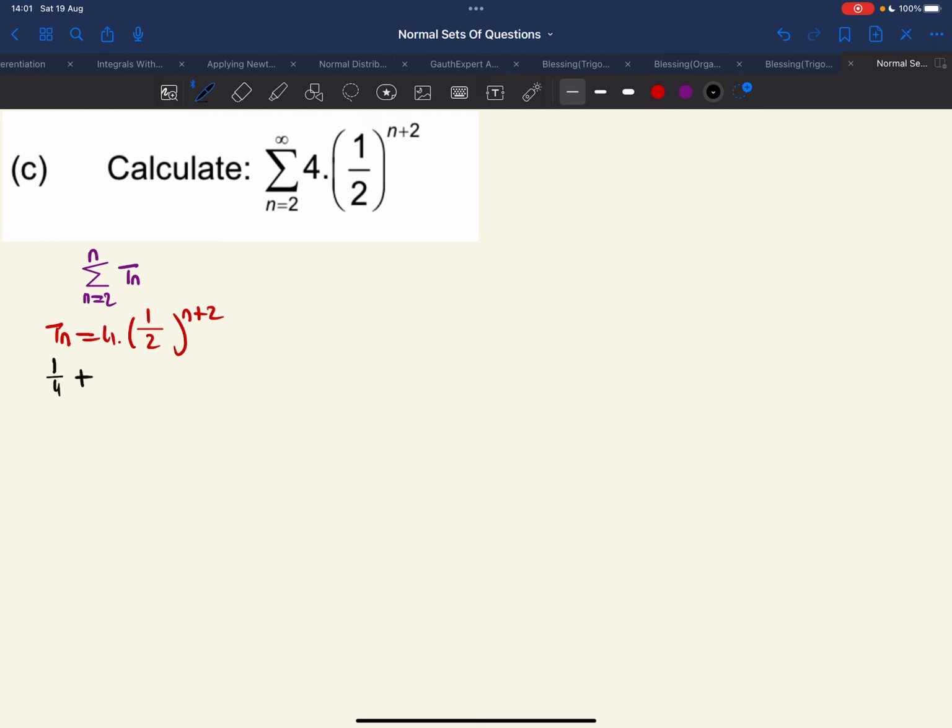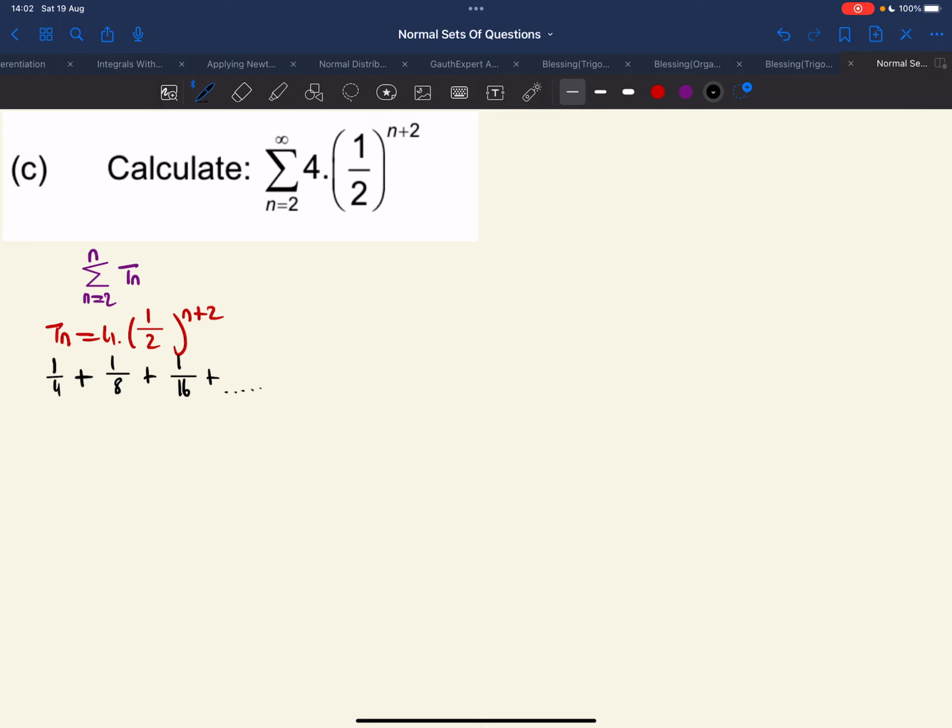Then you're going to say plus, then you sub in 3, you're going to get 1 over 8, and let's sub in 4, you're going to get 1 over 16, and then you can go on and on and on. But for this case we can just write out 3 of those terms. It's up to you. You can write 3 terms, you can write 5 terms, or you can write 4.